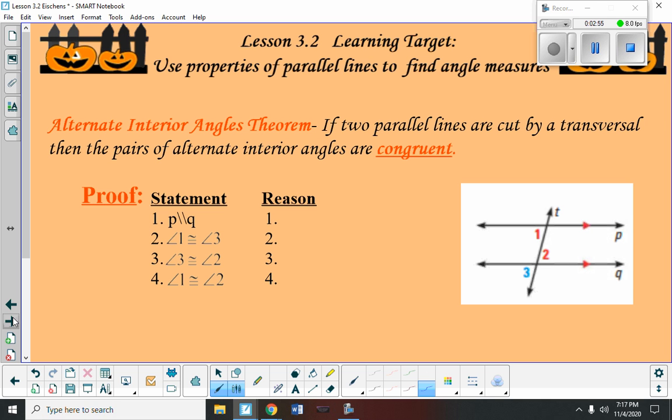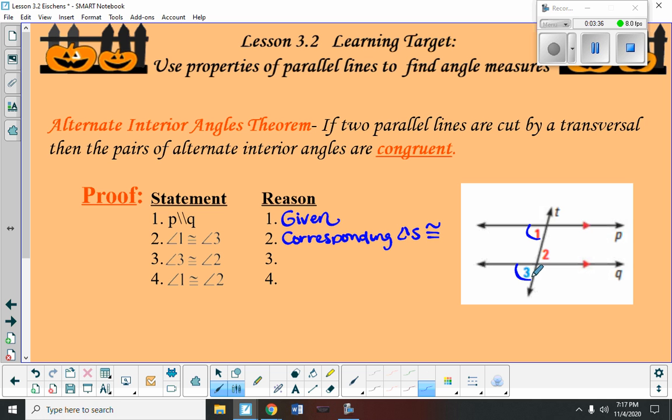You start out with parallel lines cut by a transversal, so that's given. And let's see, we're trying to prove that angle 1 and angle 2 are congruent. That's what our goal is. We're trying to show that if you have the situation, the alternate interior angles are congruent. That's our goal. That should be the last statement. Well, you know that angle 1 and angle 3 are congruent. Why? Because corresponding angles are congruent. The postulate, okay? So angle 1 and angle 3, those are congruent.